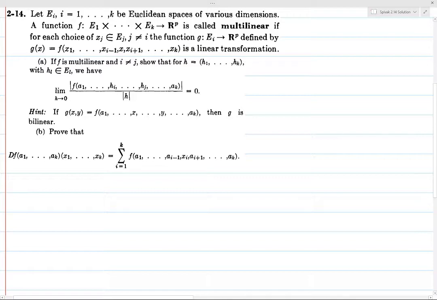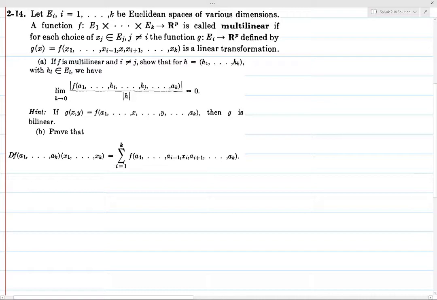So basically, if you take this function f and you fix the entry for all of the spaces in the direct product of the domain except one, and you let it vary in that one particular set, then it's linear. That's exactly what this is saying. And so this is a generalization of linear and bilinear to multiple direct products.